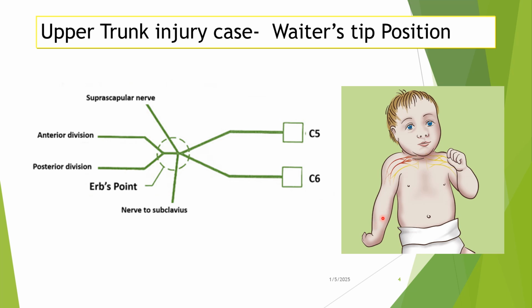So I will repeat. At the shoulder, there is adduction and medial rotation. At the elbow, there is extension and the forearm is pronated. The hand is left in the tip position.